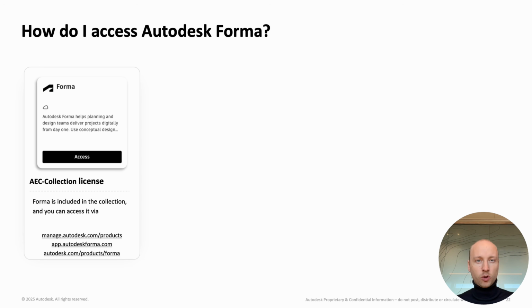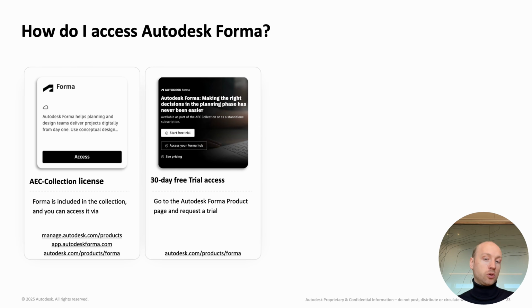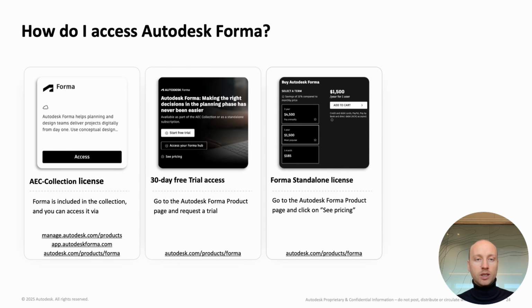So before I demo Forma, let's explain how you can access the software. If you already have an AEC Collection license, you're in good luck because it's already included in your software package. So you can simply head on to AUM, or Autodesk User Management System, or you can go onto our product page. There's a link there as well, and you can start creating right away. If you don't, then there's also a 30-day free trial access that you can access through our product page. It gives you the full version, so it's everything.